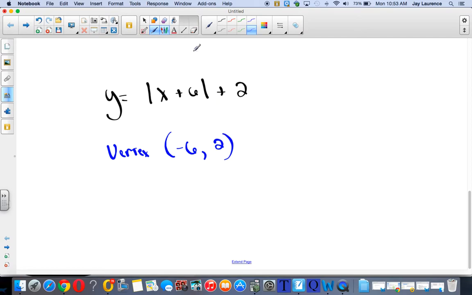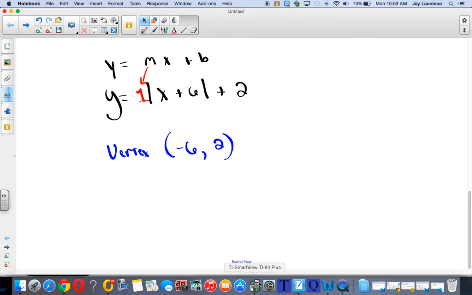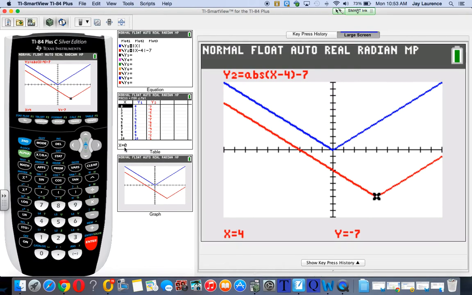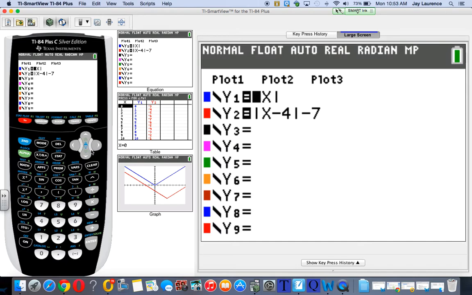I look at this equation, I see it looks kind of like mx plus b. It kind of does, where out here there would be a 1 in front of the absolute value. That's like an m spot. Okay, so let's see first of all if I'm right, and I've got another question for you. I got plus 6 plus 2. So let me get rid of this. Absolute value of x plus 6, and then plus 2. And so we're going to graph.